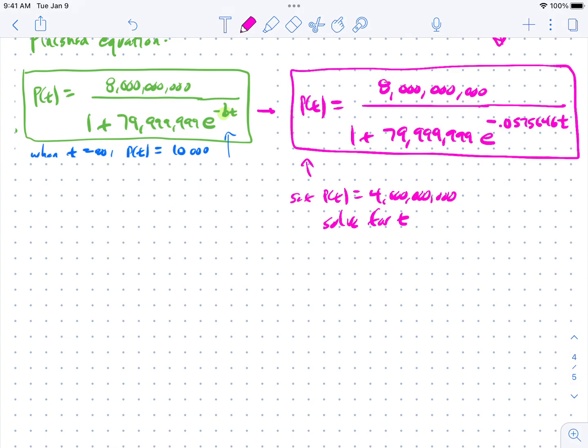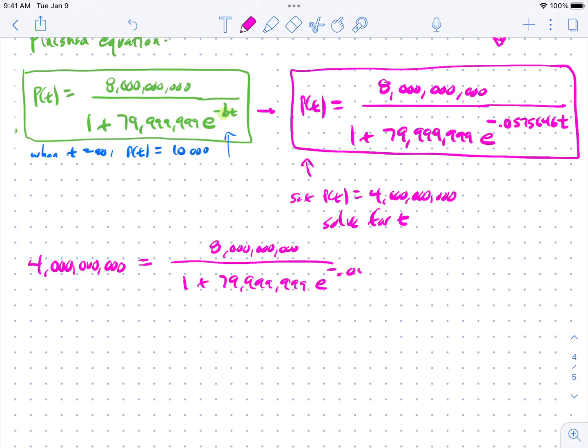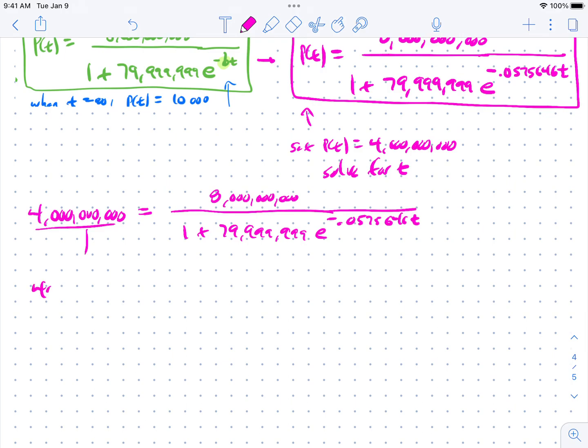Okay, well, here we go then. 4 billion equals 8 billion over 1 plus 79,999,999 e to the negative 0.0575646 t. Can do the old cross product thing again. 4 billion times 1 plus 79,999,999 e to the negative 0.0575646 t equals 1 times 8 billion.